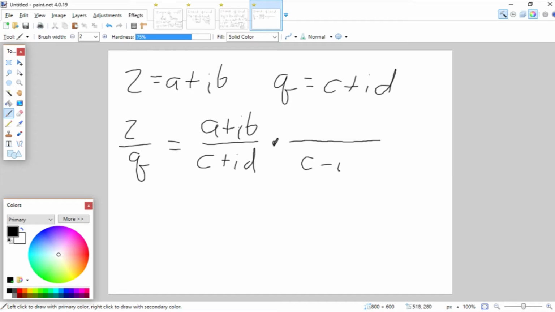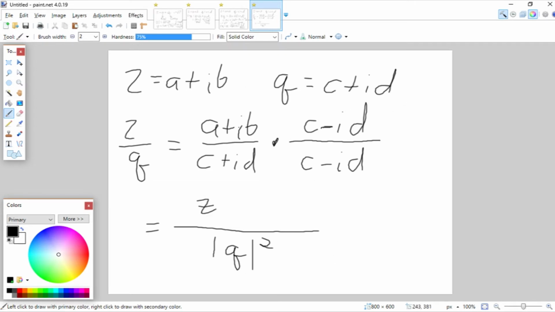So I can multiply this by c minus id and multiply the top by c minus id. So we're using the trick here that multiplying and dividing by the same thing is the same thing as multiplying by 1. So if we use the tricks we learned last time, then down here all I get is the modulus of q squared, because last time we learned that a complex number times its complex conjugate is just the modulus squared. And then up here I've got the original number z times the original number q's complex conjugate. Now I'm not going to work out all the foiling up here or down here because we already have these operations defined in our class.